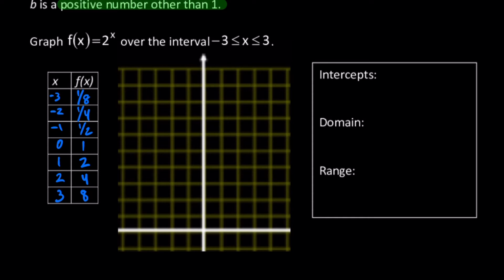So if we plot those points, obviously I have to sort of estimate in here, but negative 3, 1/8 would be really close to that x-axis. Then you have 1/4, then 1/2, then (0, 1), (1, 2), (2, 4), and (3, 8). Now, if we're just graphing over that interval, I would just connect those in this nice curve, like so. But in reality, we should recognize that this would continue upward, and this continues towards the x-axis without touching it. All right, so spoiler alert, this x-axis is a horizontal asymptote.